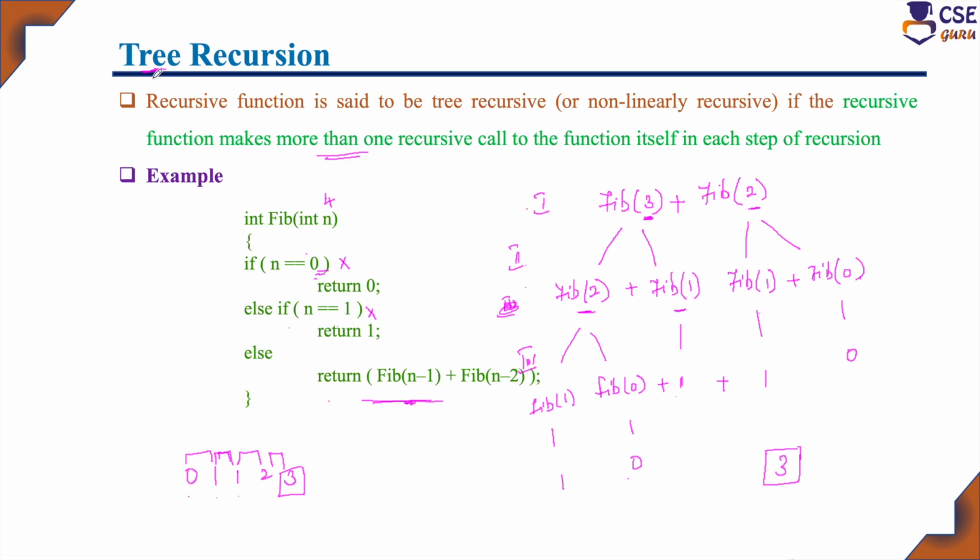So these are all the different types of recursion we will use in C programs.